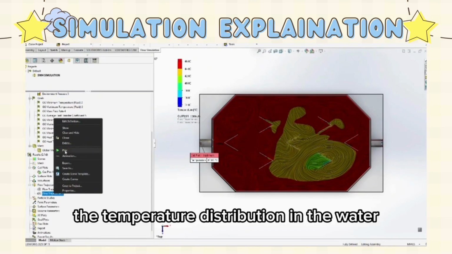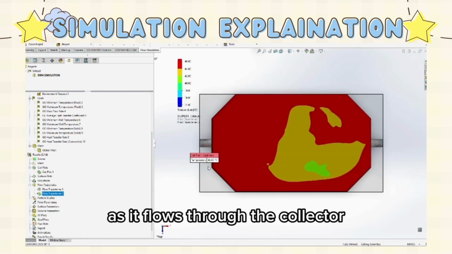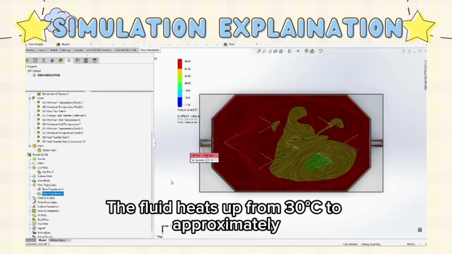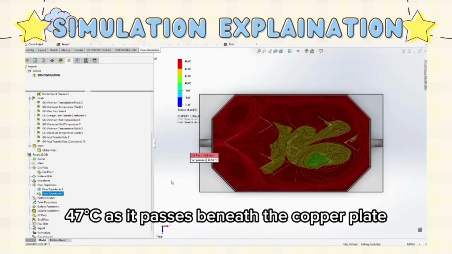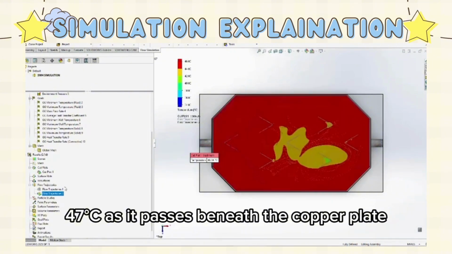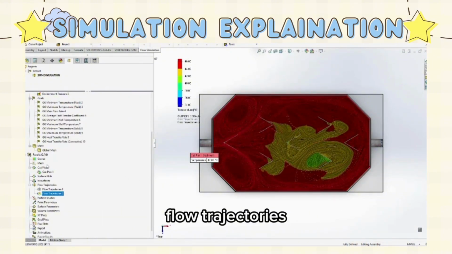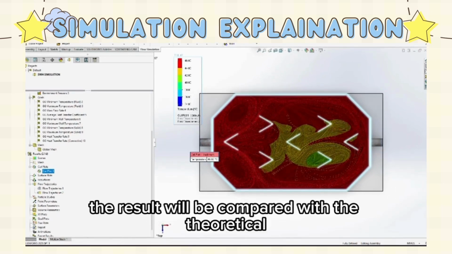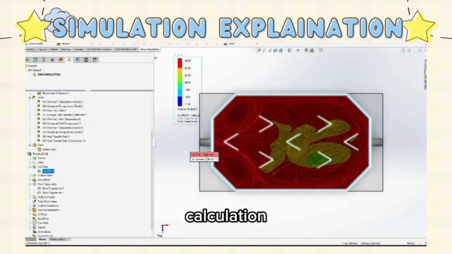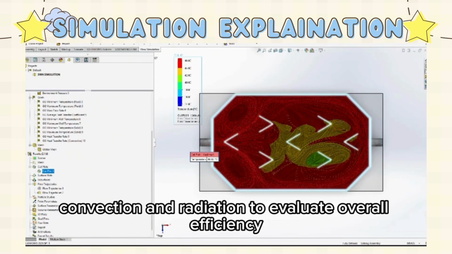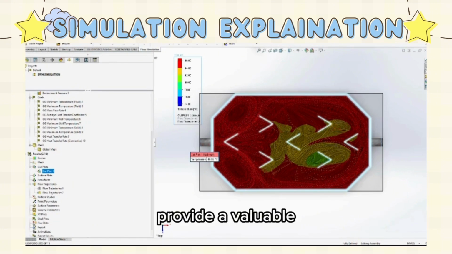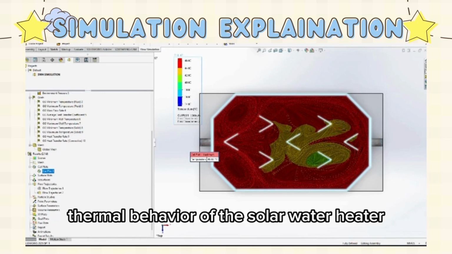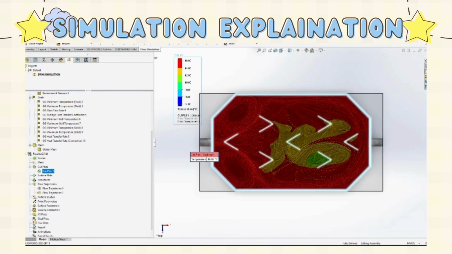This cut flow shows the temperature distribution in the water as it flows through the collector. The fluid heats up from 30 degrees Celsius to approximately 47 degrees Celsius as it passes beneath the copper plate. Flow trajectories confirm smooth water movement and good interaction with the heated plate. The result will be compared with the theoretical calculation involving conduction, convection, and radiation to evaluate overall efficiency. This simulation provides valuable insight into thermal behavior of the solar water heater under real-world conditions.